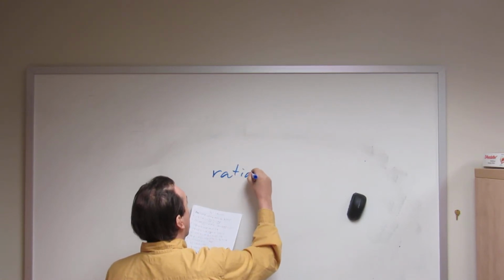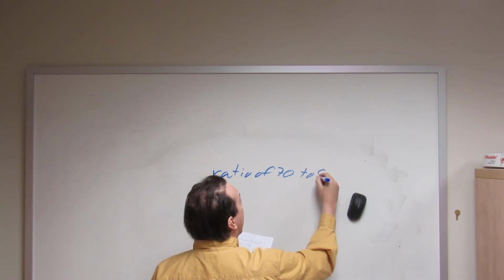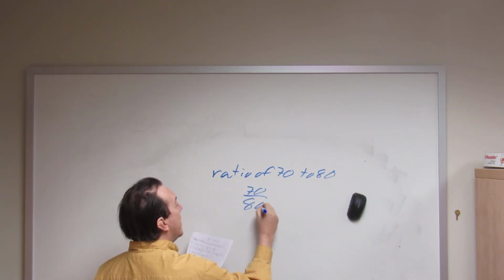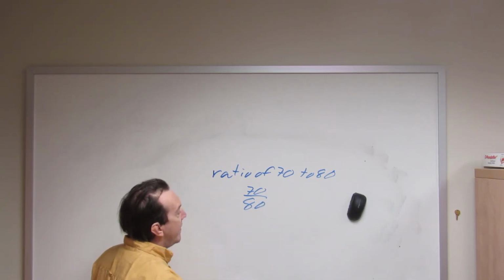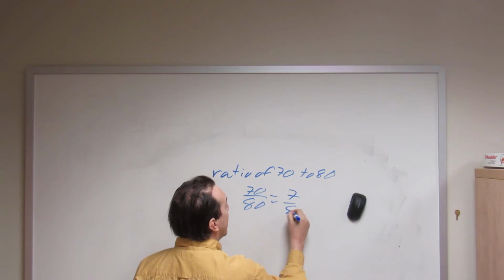Ratio of 70 to 80. What we do is 70 over 80. But we need to simplify that. Divide both of these by 10, and we get 7 over 8.